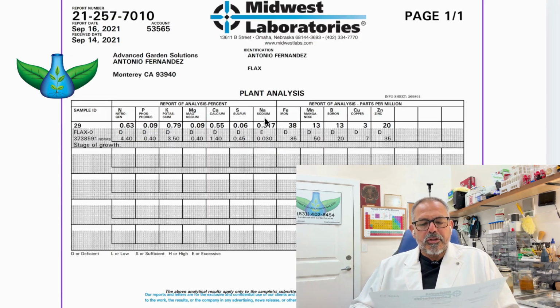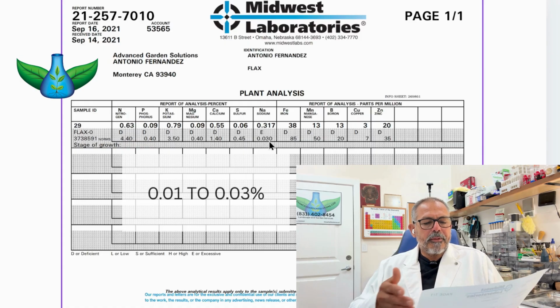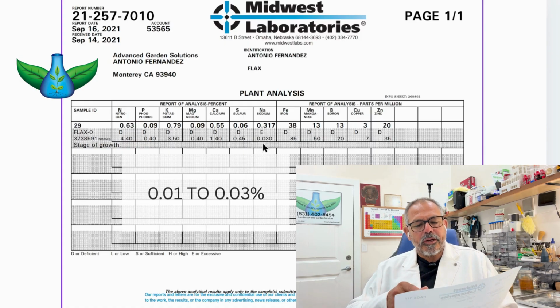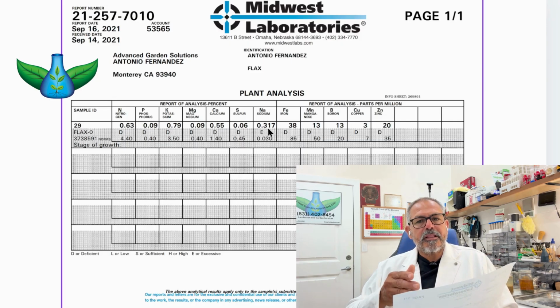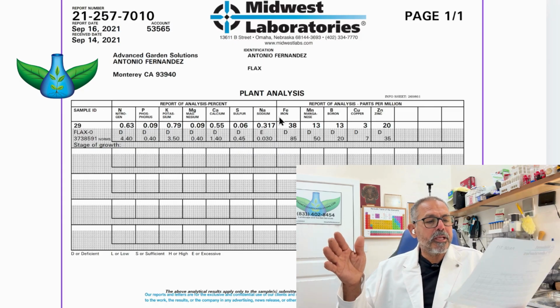Now we come to sodium. That's one element we definitely have lots of. Sodium should normally be between 0.01 and 0.3%. But here we have 0.317%, which is many times higher than what it should be.